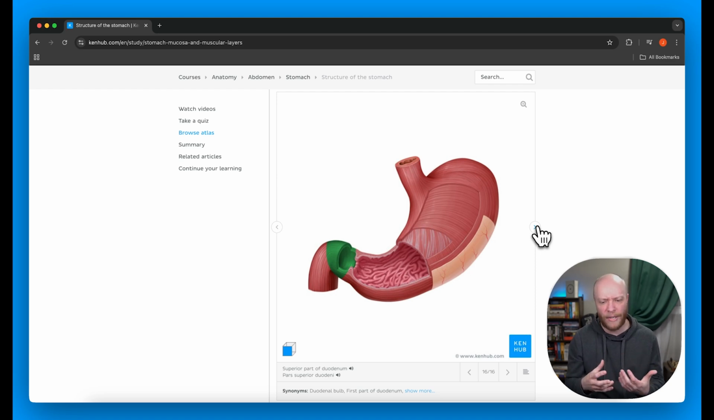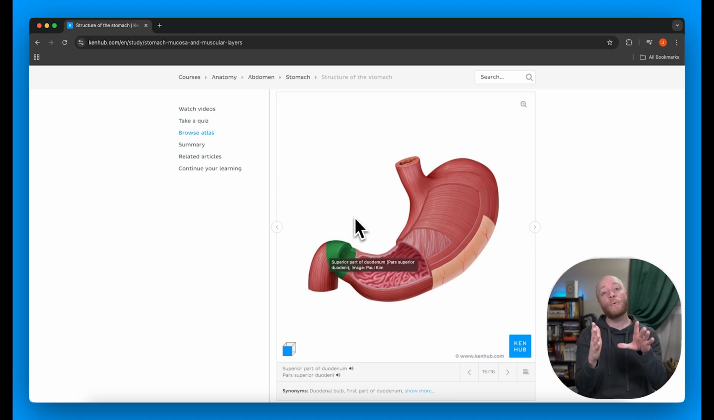Sometimes people will say duodenum differently. I do believe one is more proper, but it doesn't matter. It's like a potato type thing. This right here is the superior part of the duodenum. Duodenum means 12 finger breadths. So it's like you have 4 fingers, 8 fingers, 12 fingers. That's how long the duodenum is.